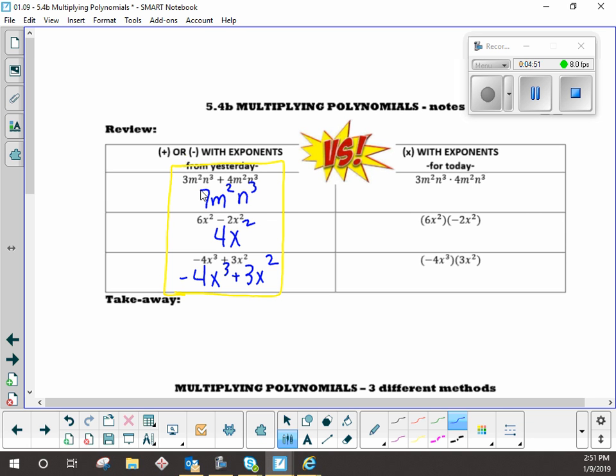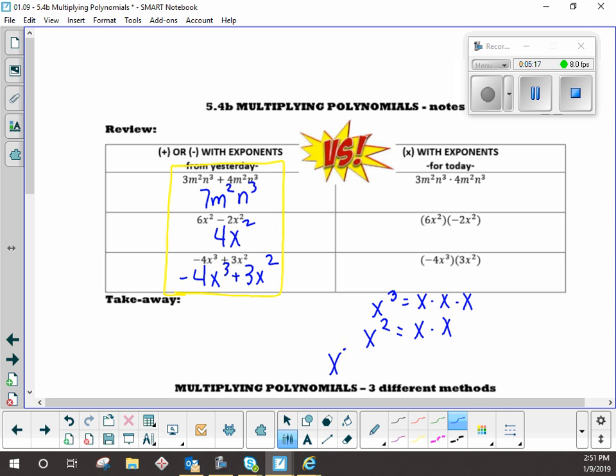means. So for example, x cubed, what does that mean? x times x times x, right? And so that's what x cubed means. What does x squared mean? x times x. So in this problem, what we're about to do is multiply x cubed times x squared.